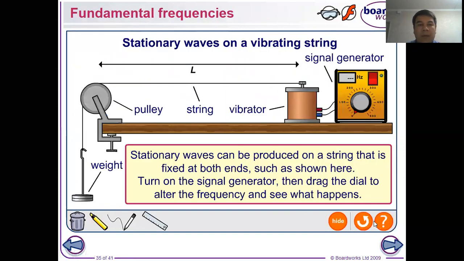We also have one more demonstration about the fundamental frequency. For this case, we have stationary waves on a vibrating string. We have a signal generator, a pulley, a string vibrator, and also a weight. Let's start our experiment. First we have to switch on our signal generator. I switched it on, and here you can see the hertz, the frequency of the system.